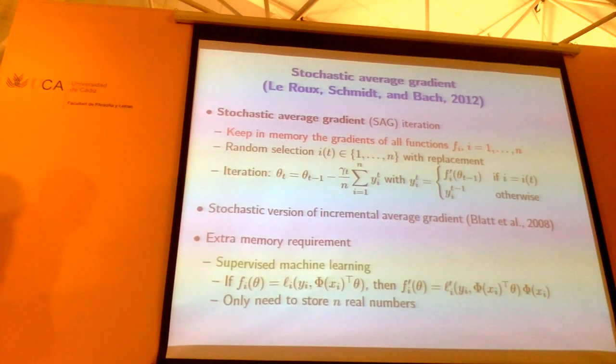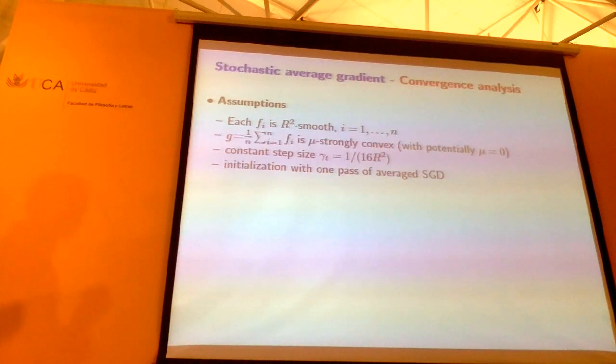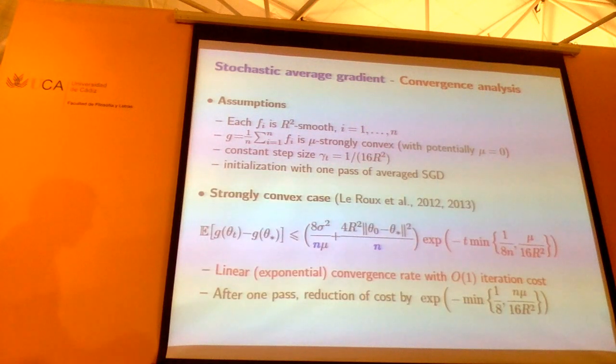Of course, this has a cost: the cost of storage of the gradient. When you do learning, and the gradients are proportional to your features, you don't need to store all the gradients, you just store the constants, so it's order n. In terms of convergence, I will go quickly, but you get this exponential convergence rate. I won't give details, but this is what we obtain.